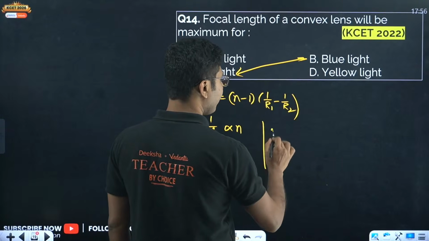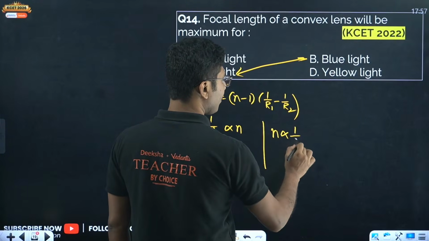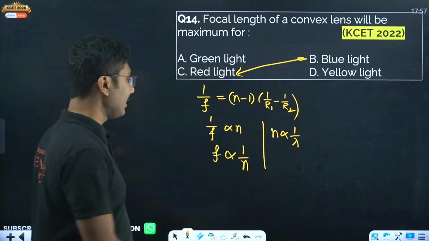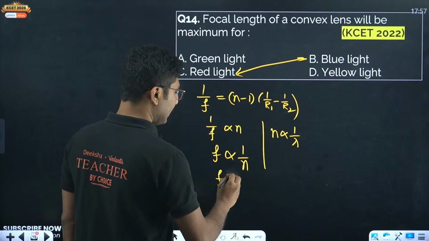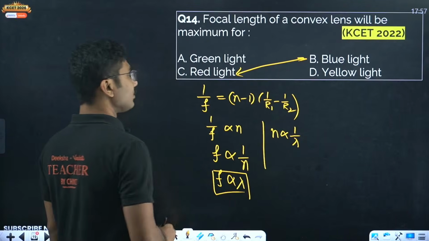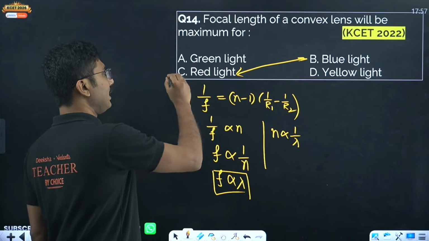Also we know that refractive index is inversely proportional to wavelength. So, enemy of my enemy is my friend, focal length is proportional to lambda. So the correct answer here will also be red light.